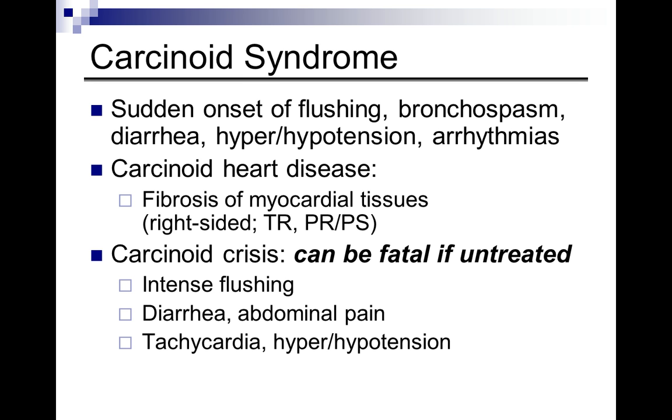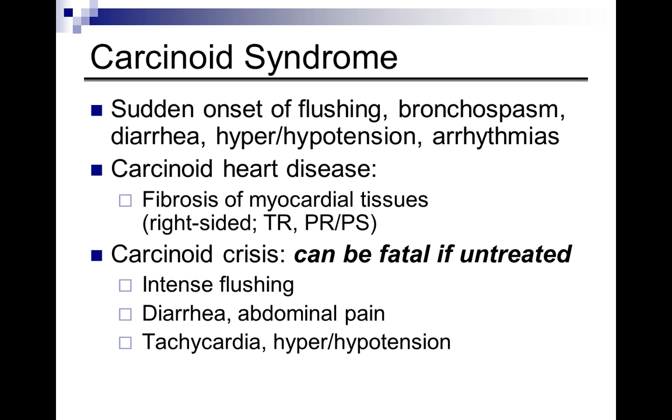What do we see in patients who have carcinoid syndrome? Usually it's a sudden onset of flushing, bronchospasm, diarrhea, hyper or hypotension, depending on the substance, and arrhythmias. There's also something called carcinoid heart disease, which is a fibrosis of myocardial tissues, usually right-sided myocardial tissues, as well as tricuspid regurgitation and pulmonic regurgitation or stenosis.